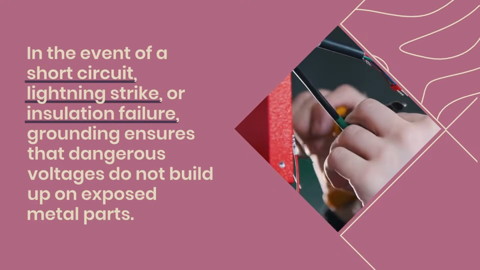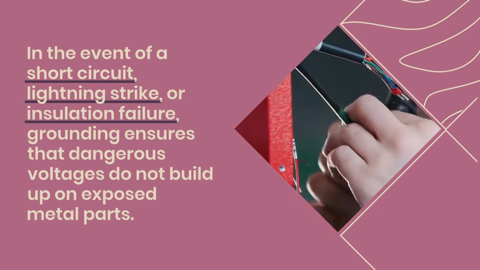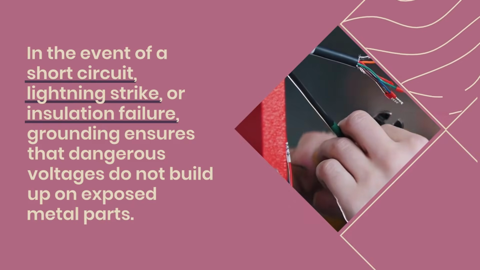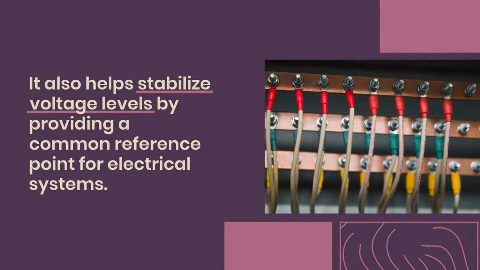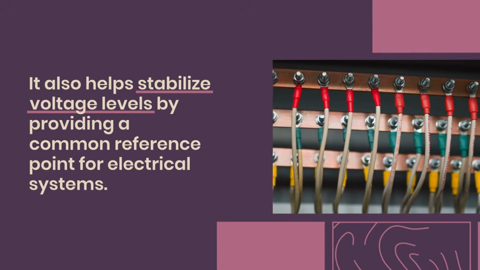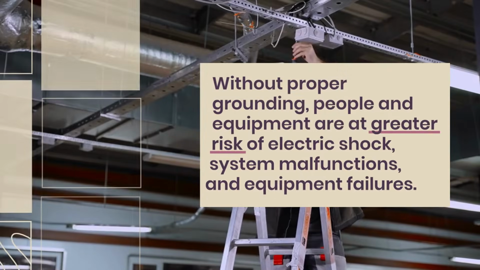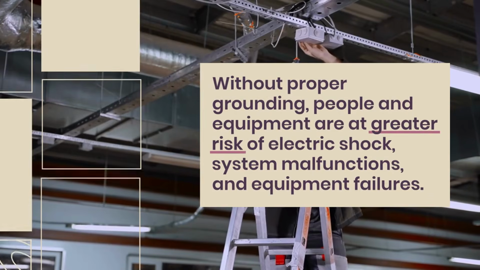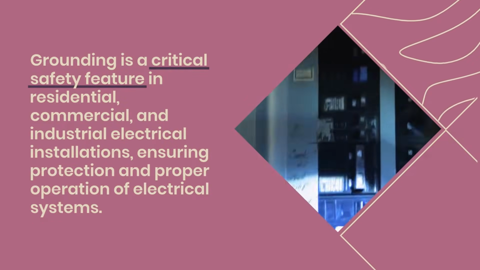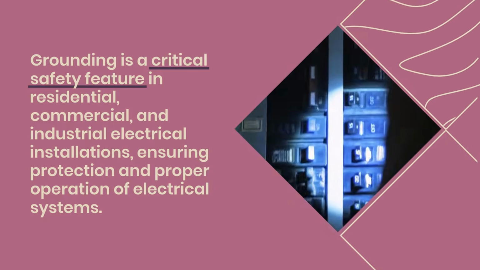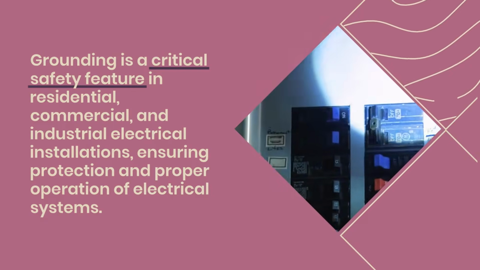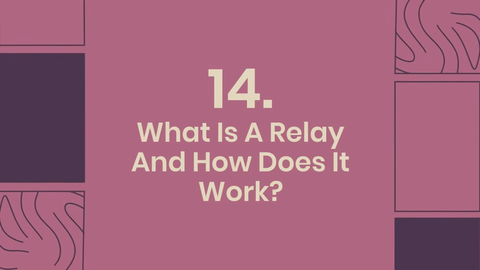In the event of a short circuit, lightning strike, or insulation failure, grounding ensures that dangerous voltages do not build up on exposed metal parts. It also helps stabilize voltage levels by providing a common reference point for electrical systems. Without proper grounding, people and equipment are at greater risk of electric shock, system malfunctions, and equipment failures. Grounding is a critical safety feature in residential, commercial, and industrial electrical installations, ensuring protection and proper operation of electrical systems.